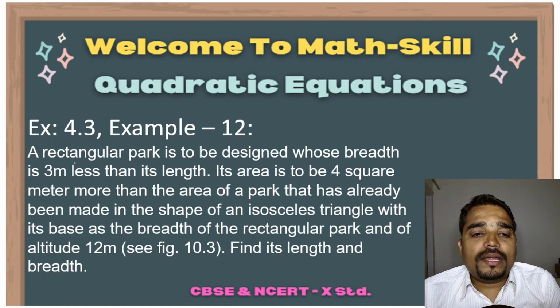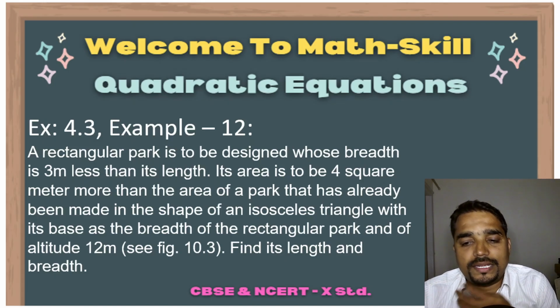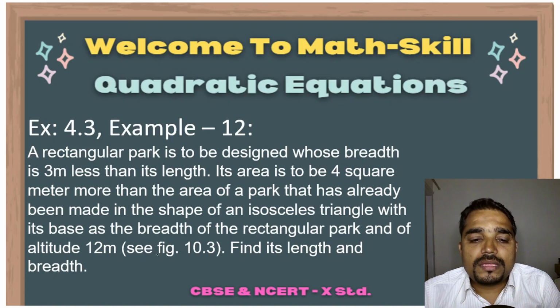Numerical: a rectangular park is to be designed whose breadth is 3 meters less than its length. Its area is to be 4 square meters more than the area of a park that has already been made in the shape of an isosceles triangle with its base as the breadth of the rectangular park and of altitude 12 meters. See the diagram which is given. We will have to find the length and breadth of the rectangular park.